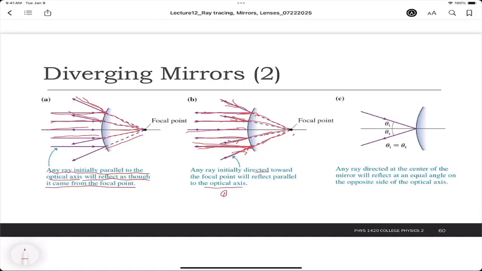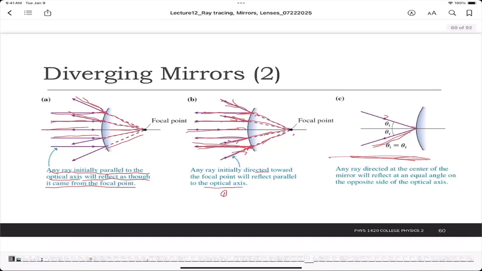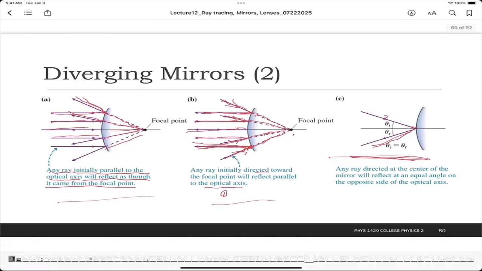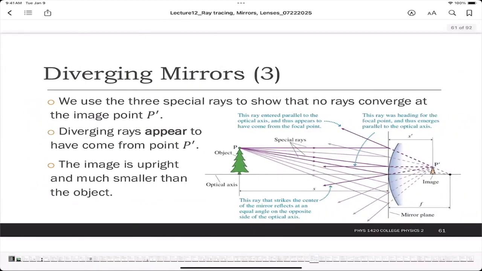And the last one is any ray directed at the center of the mirror will reflect at an equal angle on the opposite side of the optical axis. Actually this one is the same as with convergent mirrors, but these two are different. It's just similar to convergent lens and divergent lens. Okay, let's continue to talk about divergent mirrors.